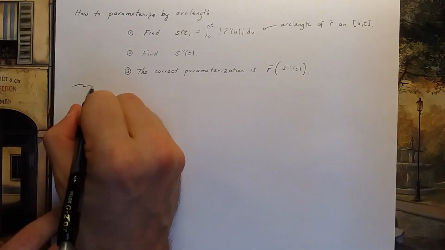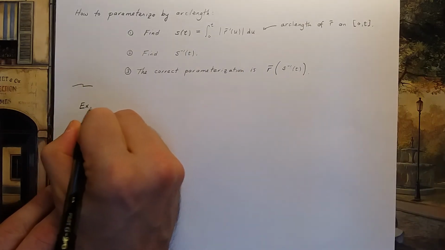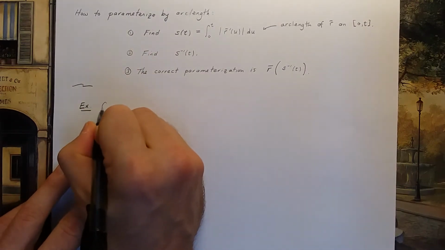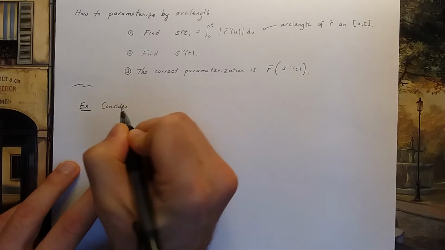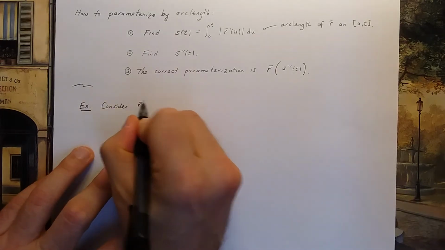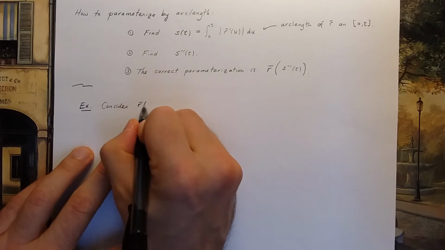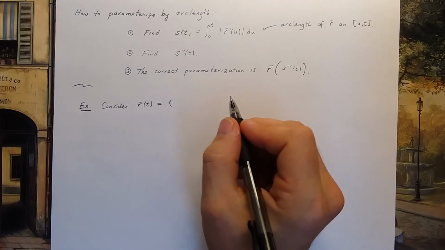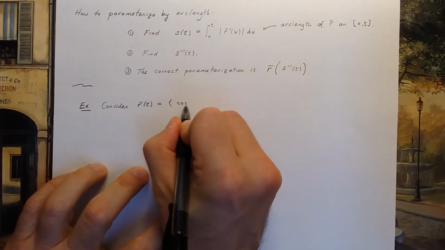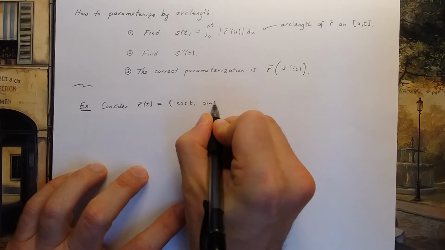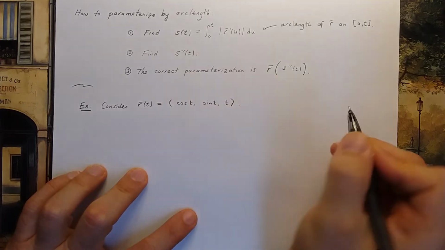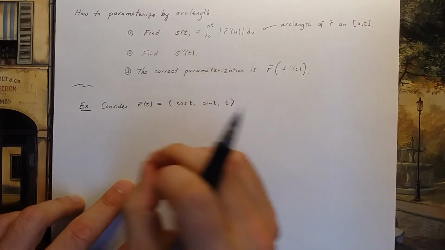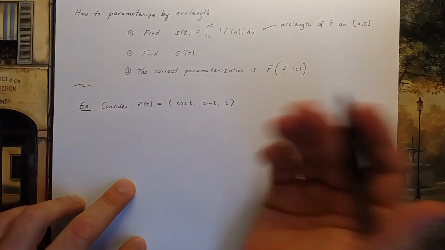Okay, let's finish this video with an example of parameterizing by arc length, following this procedure. Okay, so consider the vector valued function r of t. Why don't we do a helix again? That's a nice classic example. So let's do the helix cosine t, sine t, t. I'd like to find the parameterization, so if I travel t units in time, I've traveled a distance of t along the curve.